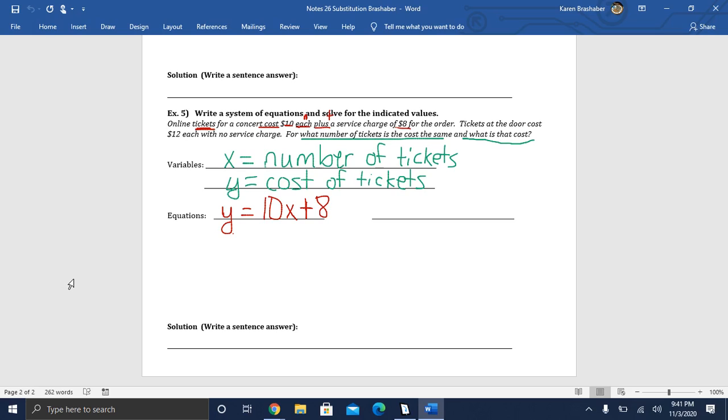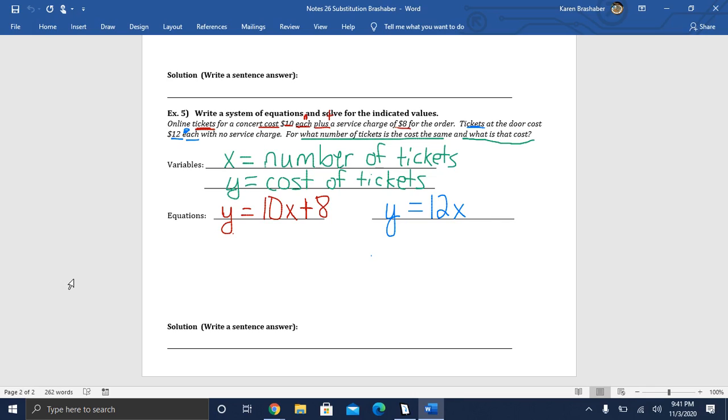And then our second equation, tickets at the door will cost $12 each. Here's that each again. So that's a multiplication, but it's multiplied by your number of tickets, which is what you don't know. So your cost, y, would equal $12 for each ticket, and then it says no service charge, so nothing to add on. All right, so I have my two equations written side by side.